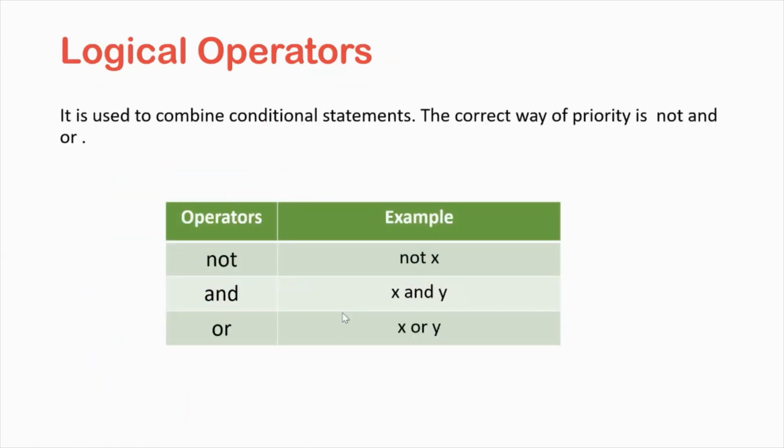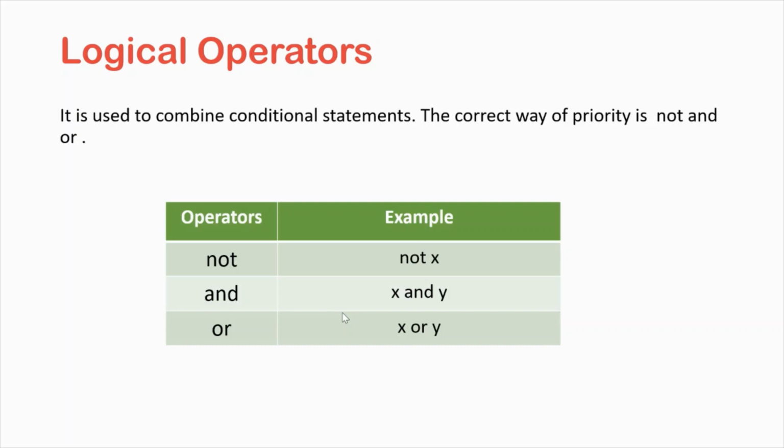A logical operator is used to combine conditional statements. What is a conditional statement? Sometimes we say that if this thing happens, then only I will do this. Suppose we are creating a voting control system. The functionality of the voting control system is that it will check the age, and then it will decide whether the person is eligible for voting or not.